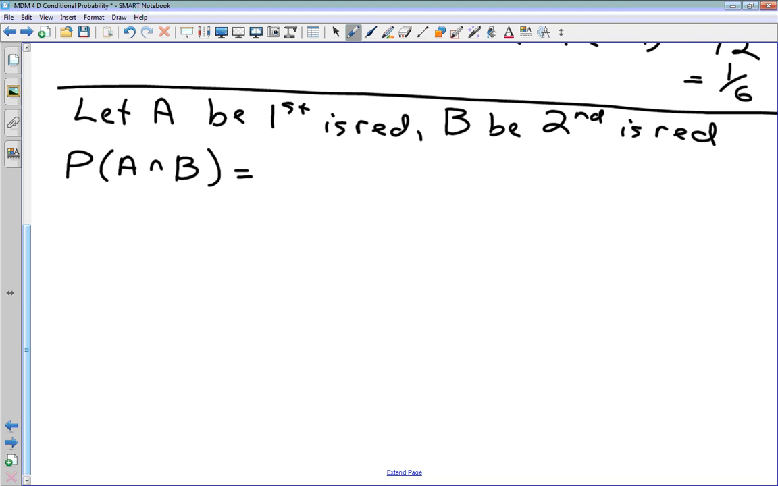Now, if we didn't know anything at all about conditional probability, we would start to work out the probability of event A, and then the probability of event B. So let's just do that over here at the side. The probability of A is the probability of getting our first card to be red. When we pick our first card, we've got 4 cards in our deck, and 2 of them are red. So that probability is 2 out of 4.